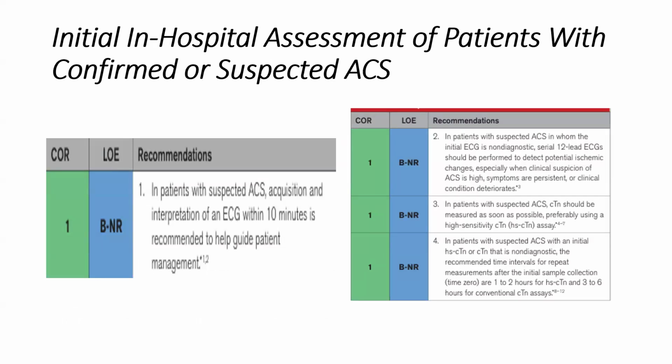So, initial in-hospital assessment: whenever we suspect a patient has ACS, an ECG should be obtained within 10 minutes. If there are no specific changes on ECG and our clinical suspicion of MI is high, then we can take a repeat ECG or send biomarkers in the form of cardiac troponin and high sensitivity troponin. If it is normal, then we can repeat the biomarkers after 1 to 2 hours. For high sensitivity biomarkers, we should repeat after 3 to 6 hours.